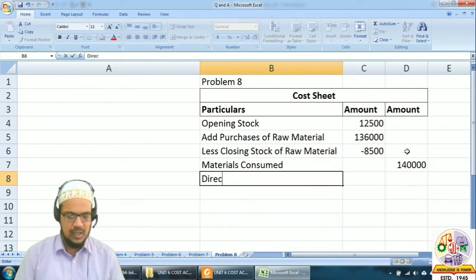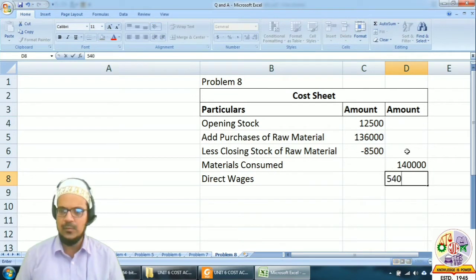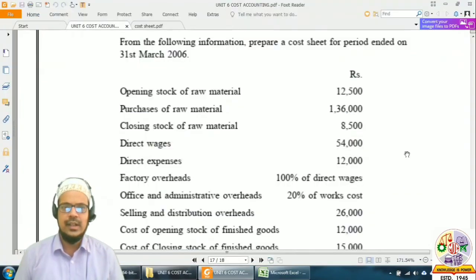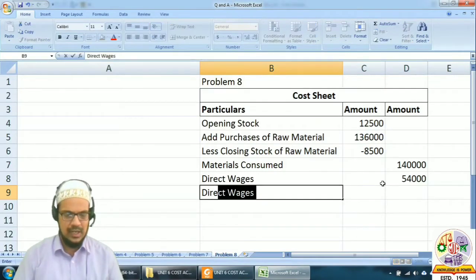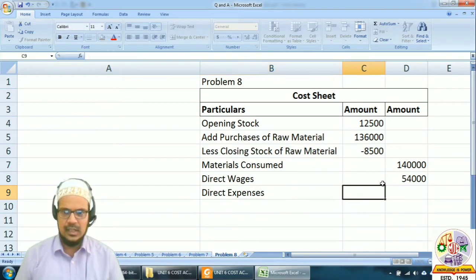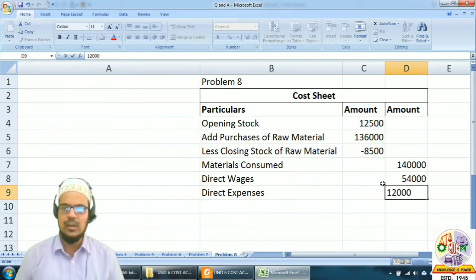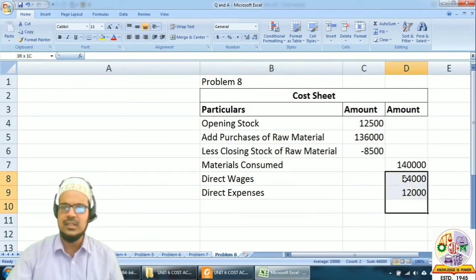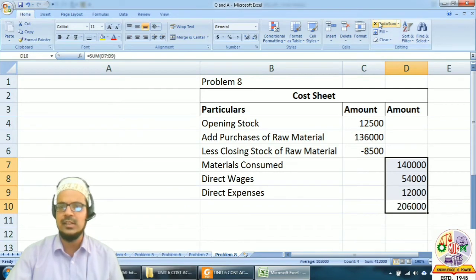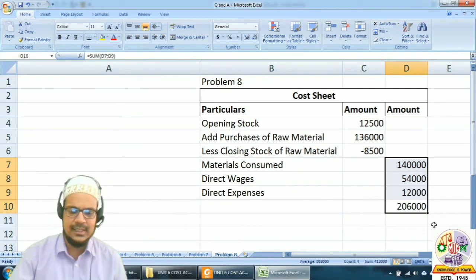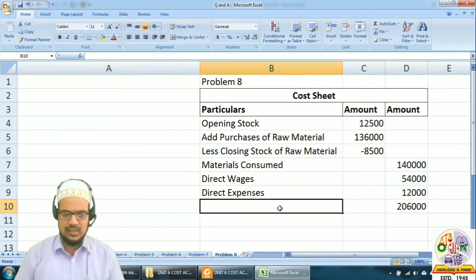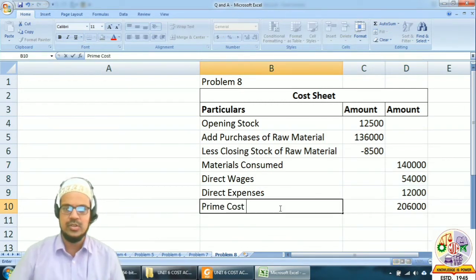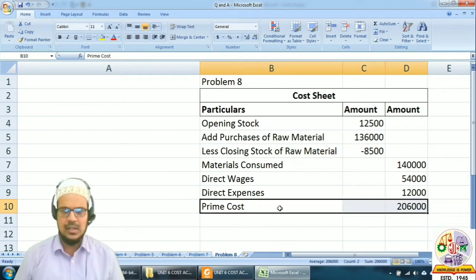It is already given. Direct wages is 54,000. Next is direct expenses at 12,000. So direct expenses at 12,000. So now we have direct material, direct wages and direct expenses. We will take the total of these three things. It comes to 2,06,000, and this 2,06,000 is nothing but the prime cost. Okay, so we have arrived at the prime cost.